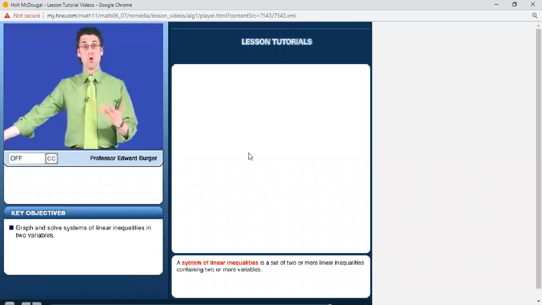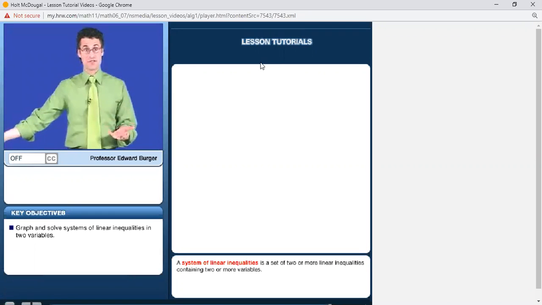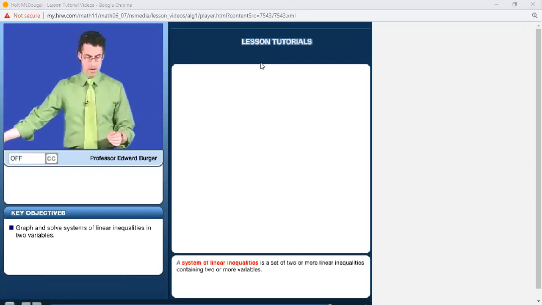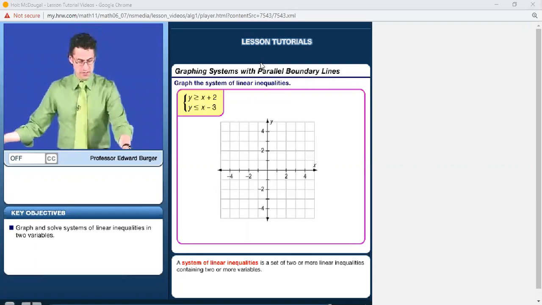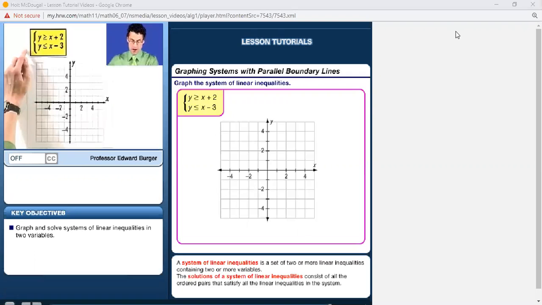All right, let's take a look at some more systems of linear inequalities and see what the solutions look like. Okay, so here's the first one. y is greater than or equal to x plus 2, and y is less than or equal to x minus 3. All right, well, let's start graphing these things.